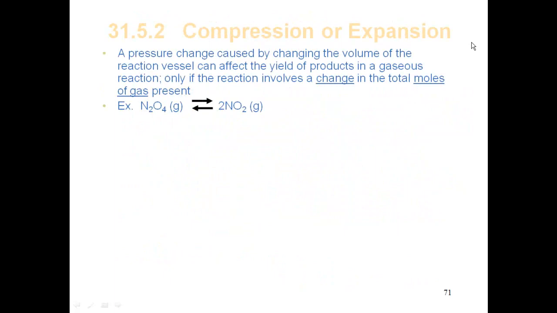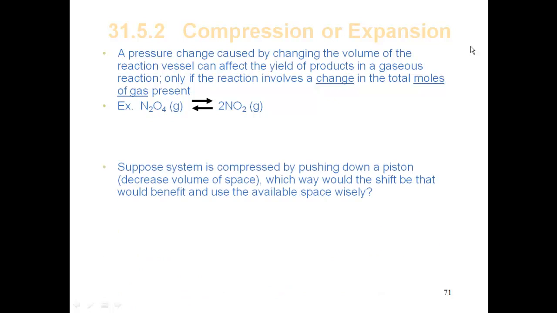A pressure change caused by changing the volume of a reaction vessel can affect the yield of products in gaseous reactions, only if the reaction involves a change in the total moles of gas present. Let's look at this example. I've got dinitrogen tetraoxide going to nitrogen dioxide. Suppose the system is compressed by pushing down on the piston. In other words, I'm decreasing the volume of the space. Which way would this reaction shift to relieve that stress?